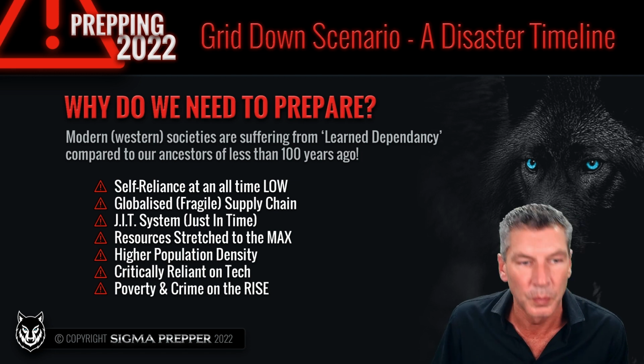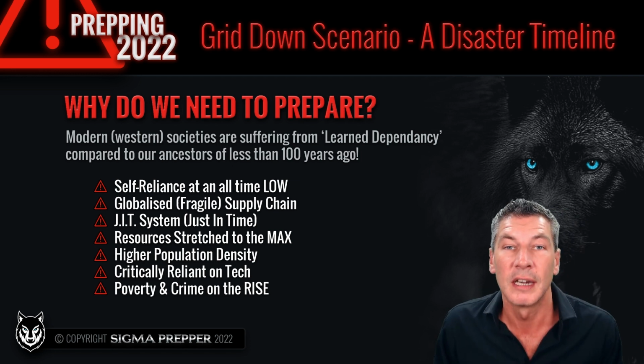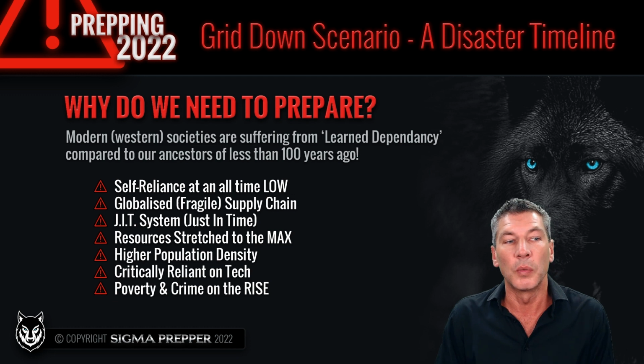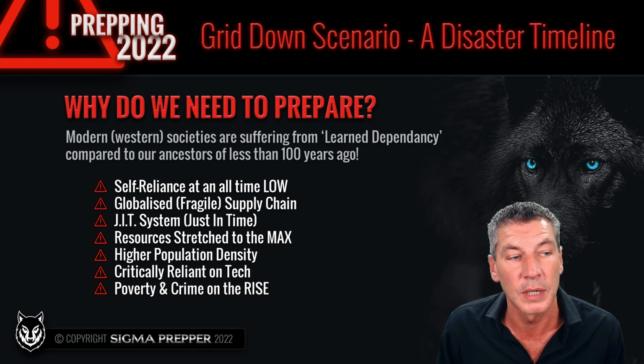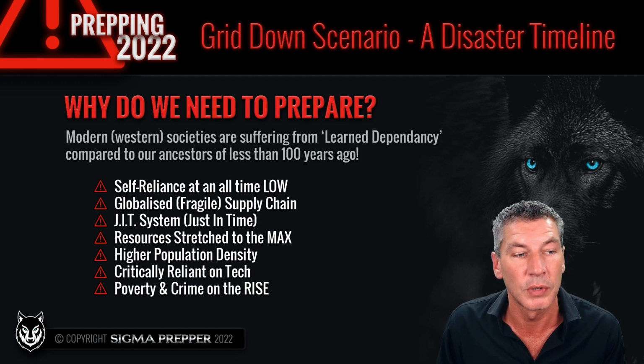And it's important that we get an idea of what to expect as the worst case scenario, right? So why do we need to prepare? I think we all know why. Self-reliance at an all-time low. You know, we're super susceptible, particularly to a grid down because of reliance on technology.